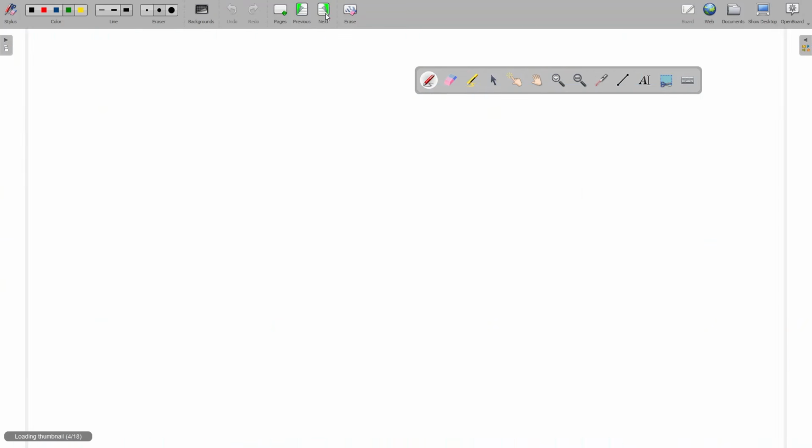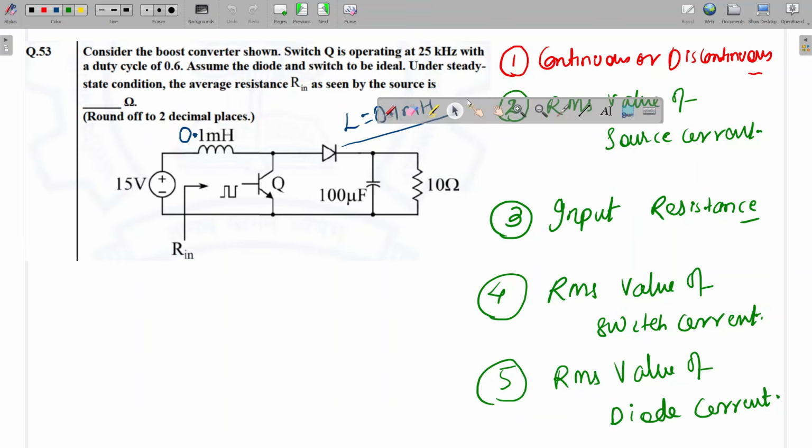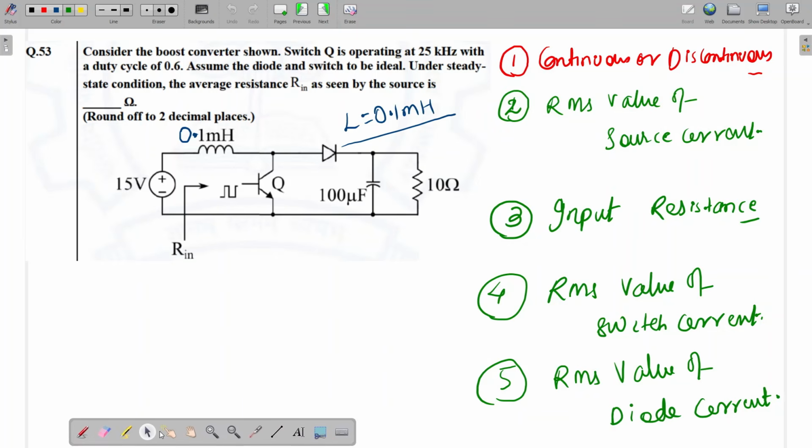So this is the question. First I am asking, everyone has gone through the boost converter. You know the basic concept. Sir, please start with some basics. Okay, see, 30 minutes of time is remaining, so I will try to cover a little bit. So in the boost converter, this is the inductor.